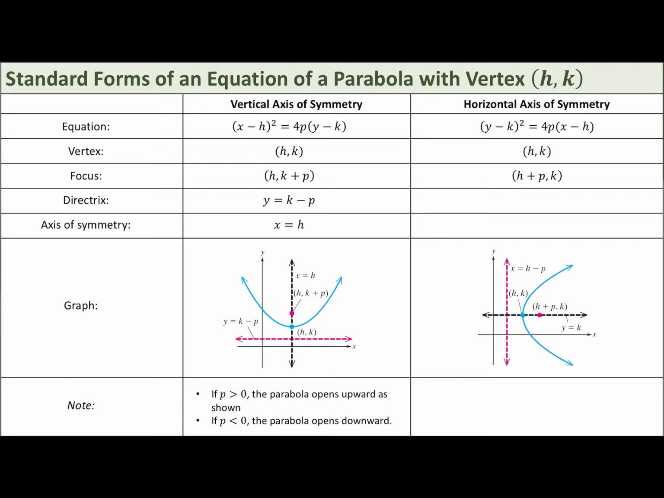All right, so the focus, this time the focus is changed. The x value is changed, but all the y values are the same. So instead of going over to h, which is my vertex, I'm going to go h plus p. Right, and so the same way, I'm going h minus p to get to my directrix. And it's a vertical line this time. And the axis of symmetry is a horizontal line, since the directrix is a vertical line, right? And that's the same thing for the positive ones are going to the right, negative ones are going to the left.